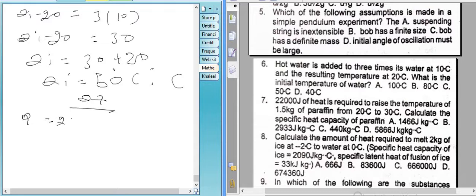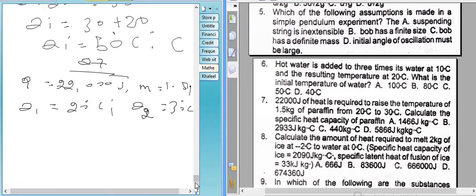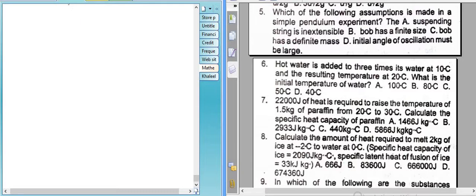We have 22,000 joule, and then we have the mass, which is 1.5 kilogram. We have the initial temperature, which is 20 degrees C, and the final temperature, which is 30 degrees C. It asks to find the specific heat capacity, so that is what we are looking for.